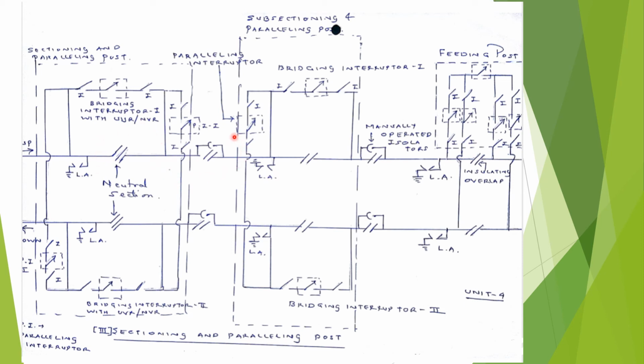Now what is the importance of the paralleling interrupter? It is basically there for paralleling the two tracks, that is the up track and the down track.